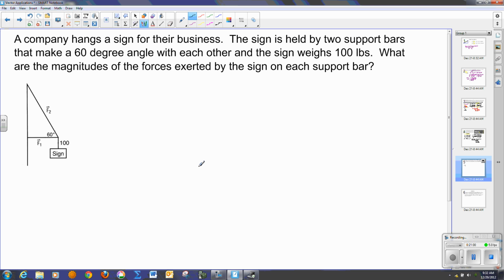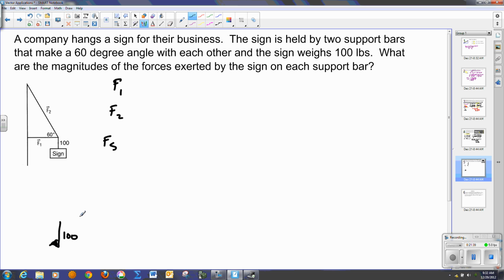All right. So in order to get this problem done, what we're going to have to do is add the two vectors, F1 and F2, and that's going to equal the force on the sign. All right. Now, in order to represent that accurately, the force on the sign's hanging directly down. So that sign force of 100 is going to have to equal the sum of two other forces.